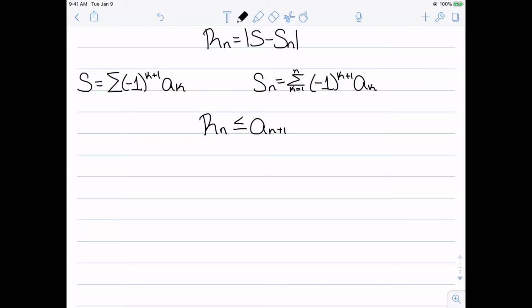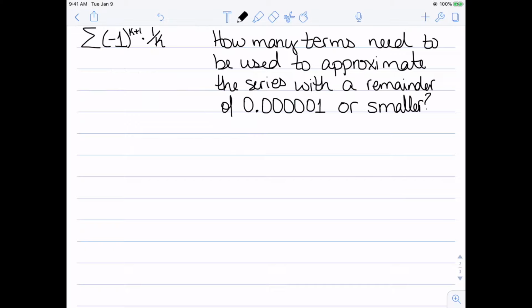So let's look at an example of this. I'm going to consider the alternating harmonic series, (-1)^(k+1) times 1 over k. And I want to know how many terms need to be used to approximate the series with a remainder of 0.000001. So 5 zeros and then a 1. Well, first let's think about what happens in the n plus 1 term, since that's what our remainder is determined by.